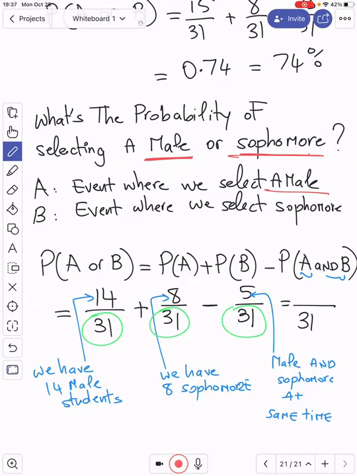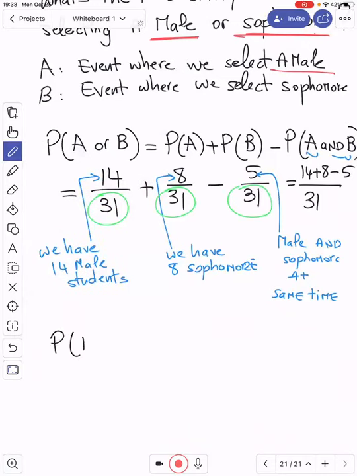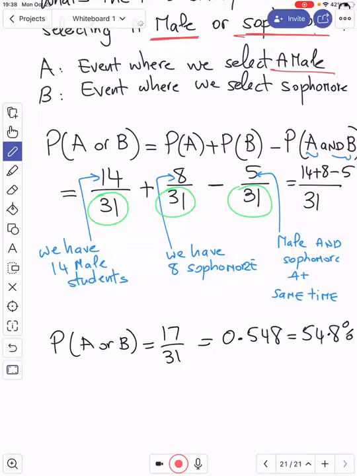Now in the top, we have 14 plus 8. That'll be 22 minus 5. That'll be, of course, 17. So 14 plus 8 minus 5. So probability of A or B. As I said, 14 plus 8, 22 minus 5, that's 17. 17 over 31, and that'll be equal to 0.548, I think. So that's 54.8%. Any question, guys?